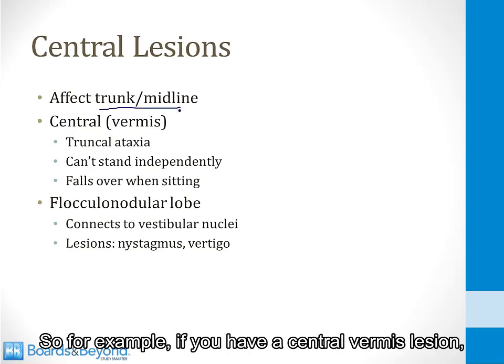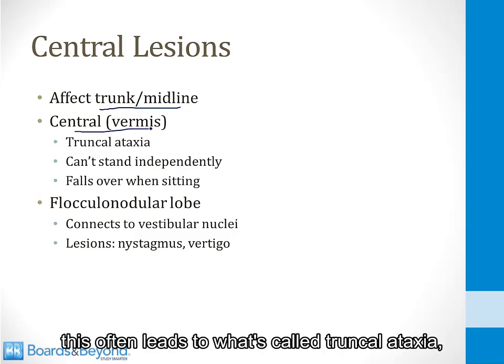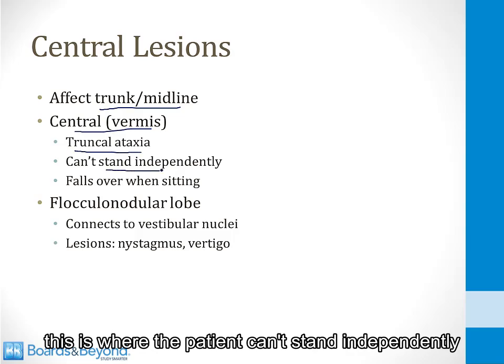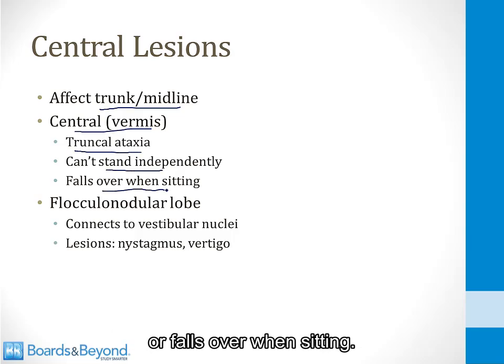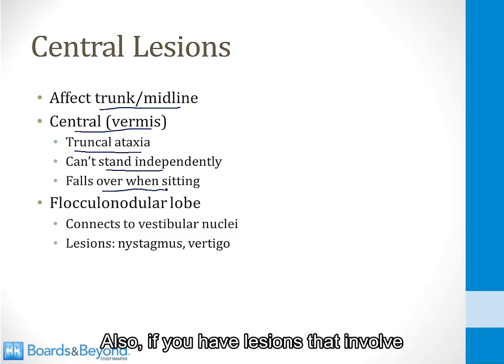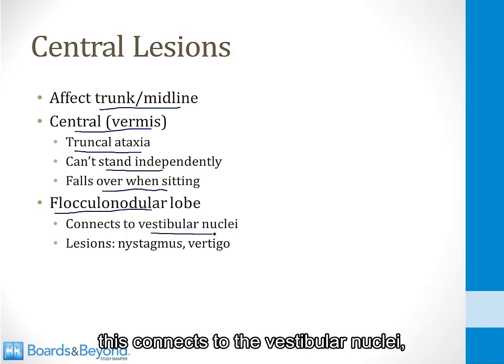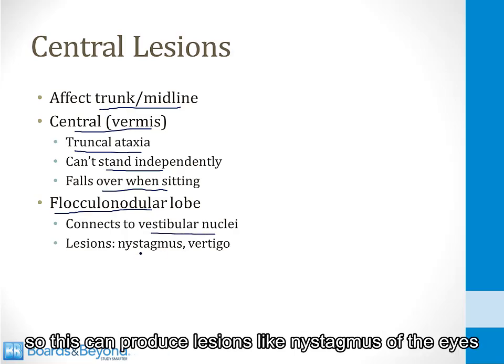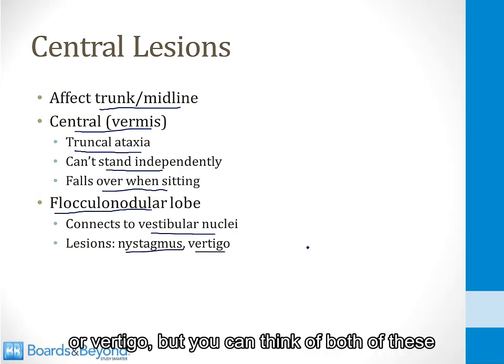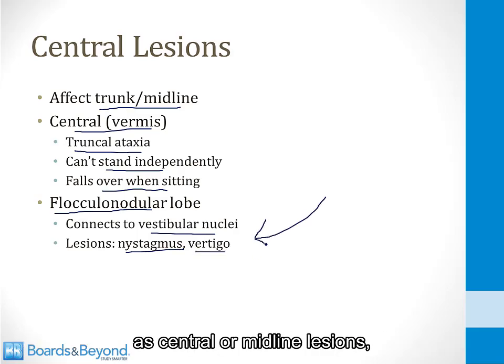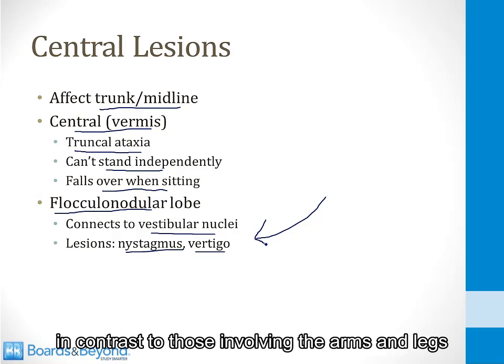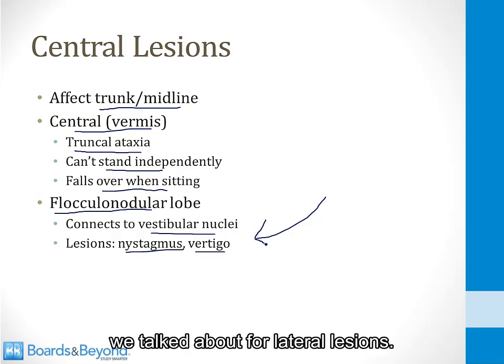In contrast, central lesions of the cerebellum affect the trunk and midline. So for example, if you have a central vermis lesion, this often leads to what's called truncal ataxia. This is where the patient can't stand independently or falls over when sitting. In other words, they are wobbly because they can't hold their trunk in the midline in one position. Also, if you have lesions that involve the flocculonodular lobe, this connects to the vestibular nuclei, so this can produce lesions like nystagmus of the eyes or vertigo, but you can think of both of these as central or midline lesions, in contrast to those involving the arms and legs we talked about for lateral lesions.